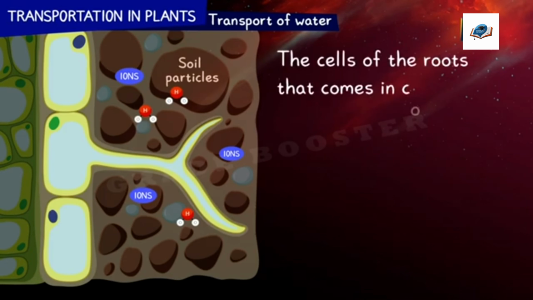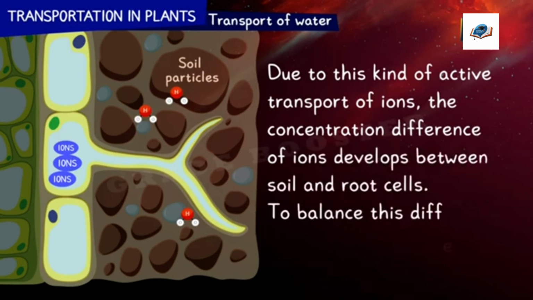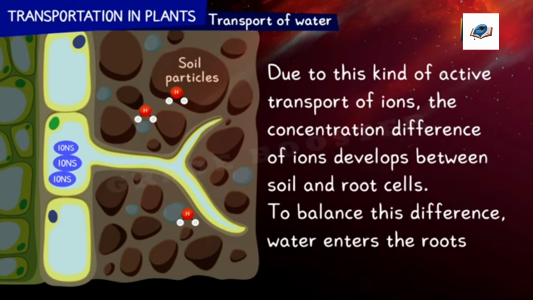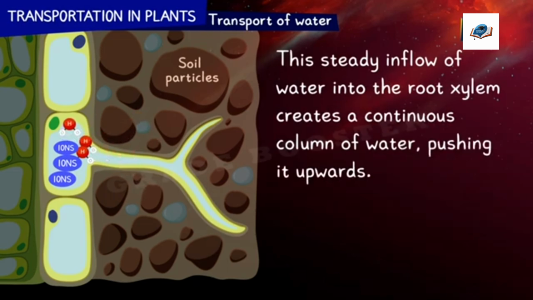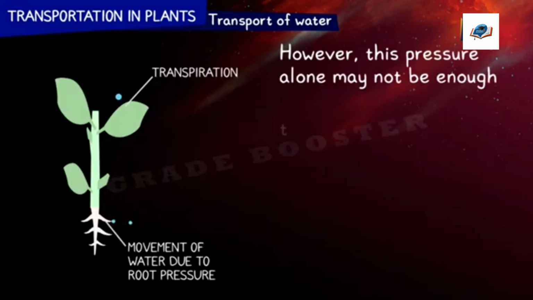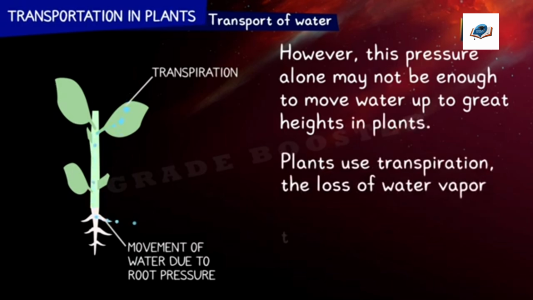The cells of the roots that come in contact with the soil actively take the ions from the soil into them. Due to this kind of active transport of ions, the concentration difference of ions develops between soil and root cells. To balance this difference, water enters the roots. This steady inflow of water into the root xylem creates a continuous column of water pushing it upwards. However, this pressure alone may not be enough to move water up to great heights in plants.